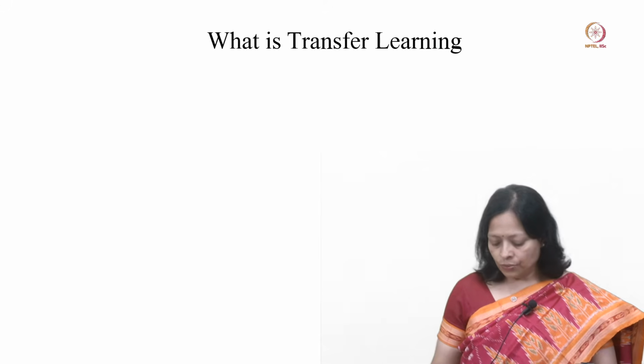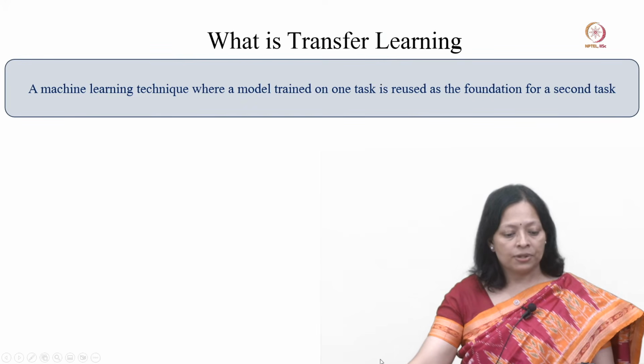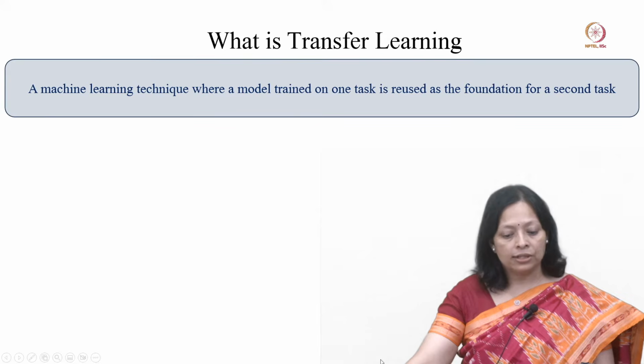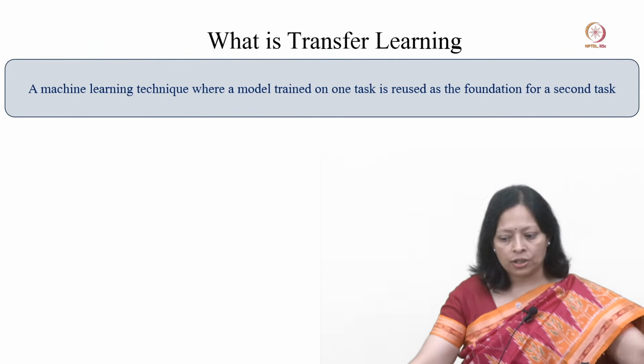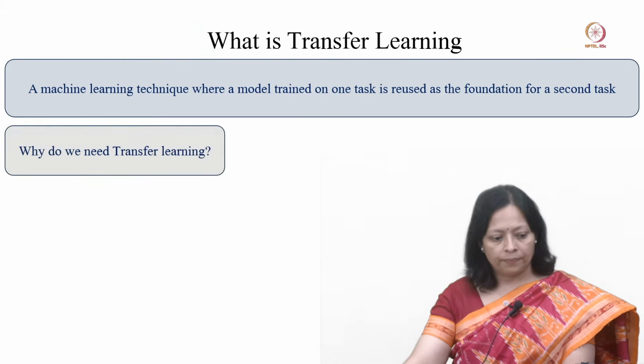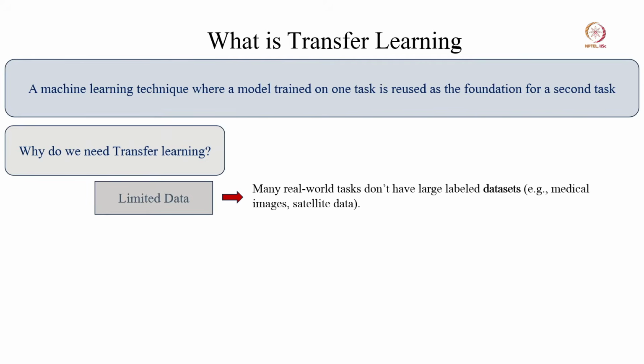So we'll start with what exactly is transfer learning. Transfer learning is a machine learning technique where a model trained on one task is reused as the foundation for a second task. Why do we need transfer learning? There are cases in real world tasks like medical images and satellite data, where we don't have a large labeled data set. So whenever there is a limited data set, transfer learning becomes very useful.